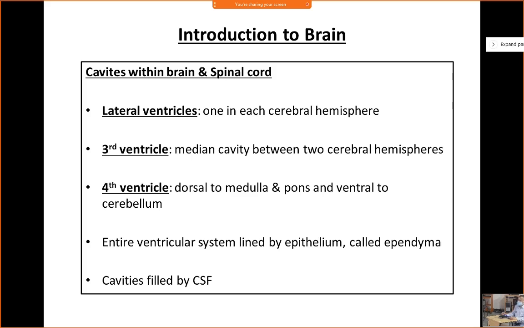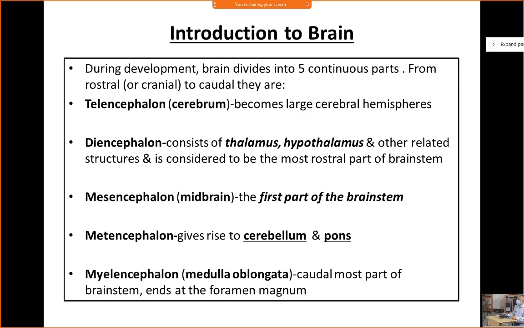And these cavities, that is the lateral ventricle, third ventricle, and fourth ventricle, all contain a fluid. Otherwise the cerebrum would collapse. To maintain the contour of the cerebral hemisphere, we have some fluid inside. This is called CSF, cerebrospinal fluid, because it also comes through the central canal into the spinal cord.